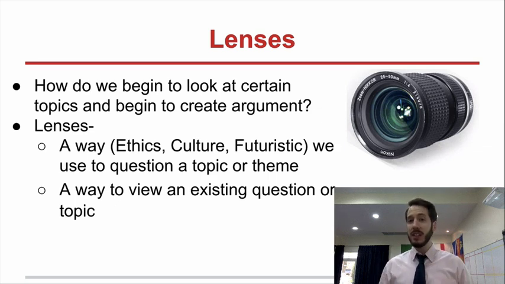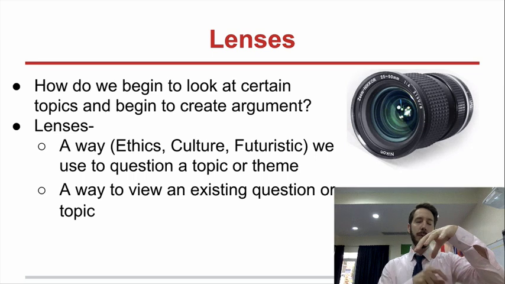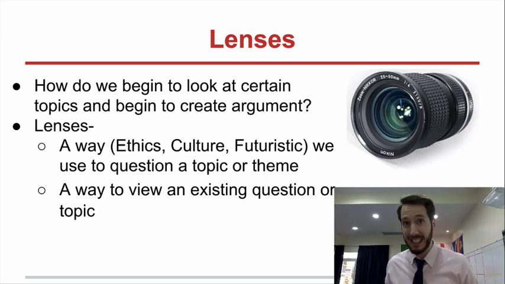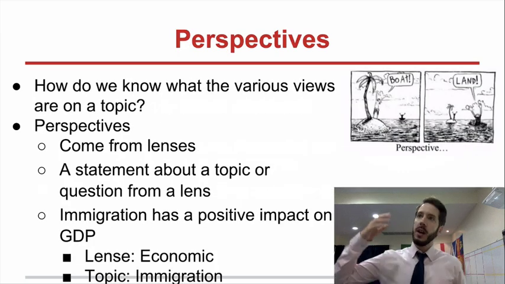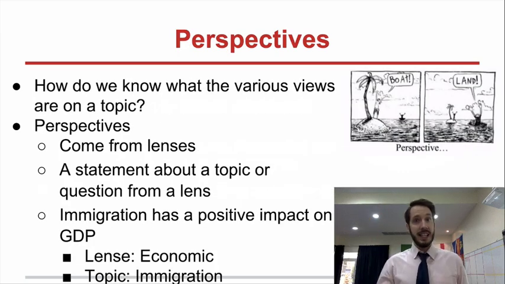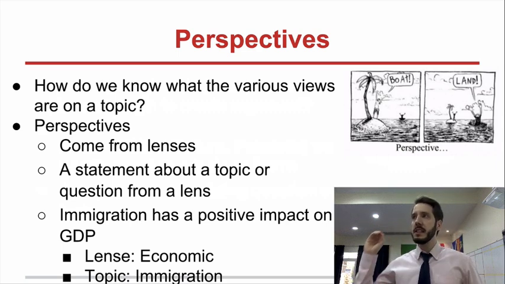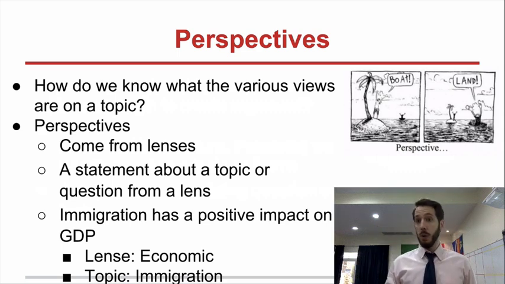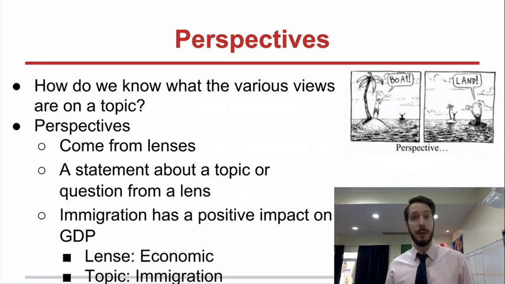Now the reason that's important is because when you do these big performance tasks, for instance your group paper, you're going to look at one particular topic and every single person in your group will look at it through a different lens. So it's important to note that there are different ways we can look at topics. Now when we look at a topic through a lens, let's say immigration, a lens is just how we view it. But the statement or the opinion or the claim that we're going to have from that lens is a perspective. And there are always multiple perspectives about a topic through a lens.